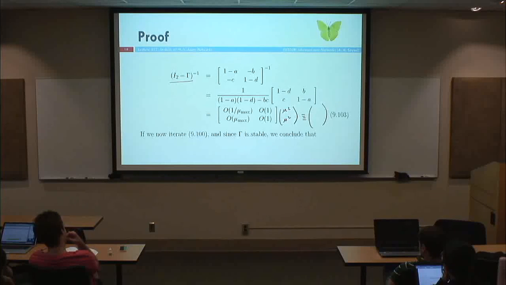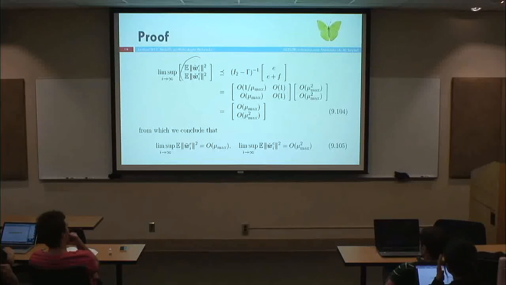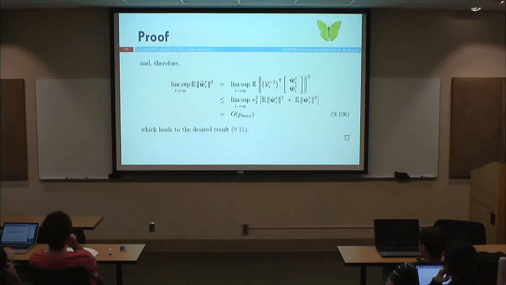What will you get? 1 over mu times mu squared plus mu squared is of the order of mu. Mu times mu squared plus mu squared is of the order of mu squared, right? So you conclude that these two vectors are of the order of mu and mu squared. But remember that these vectors are related to the original W. Let's go back. The original W that I'm interested in is the transformed version of these vectors, right?